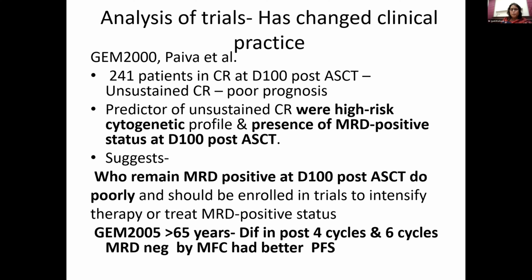Now, Dr. Deepika told you about some transplant ineligible patients. So the GEM 2005 looked at these elderly patients, and they found the difference between 4 cycles and 6 cycles, and they found anyone who became MRD negative had a better progression-free survival. Next slide.